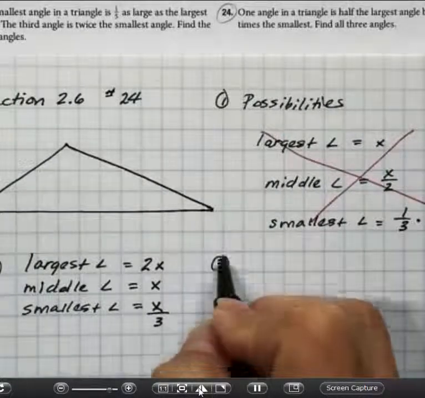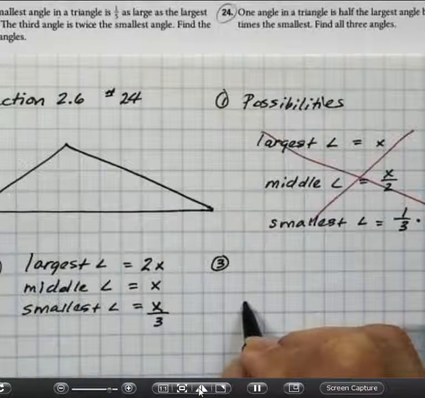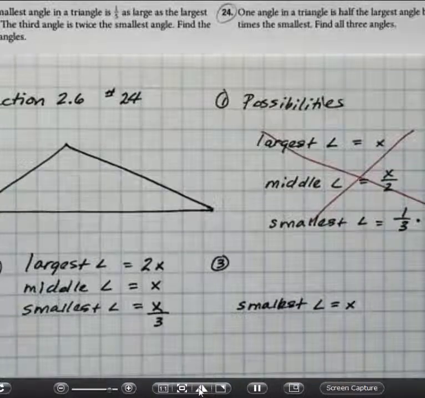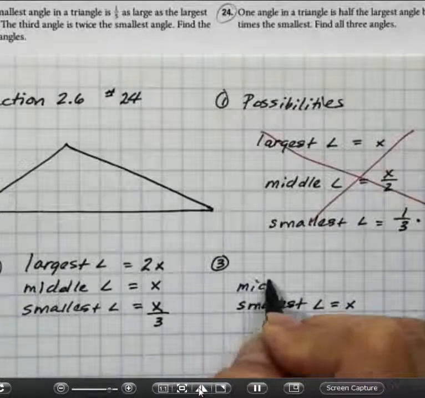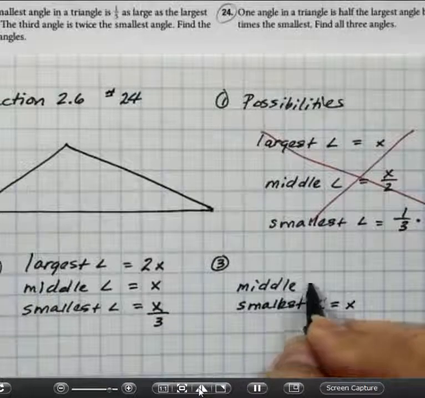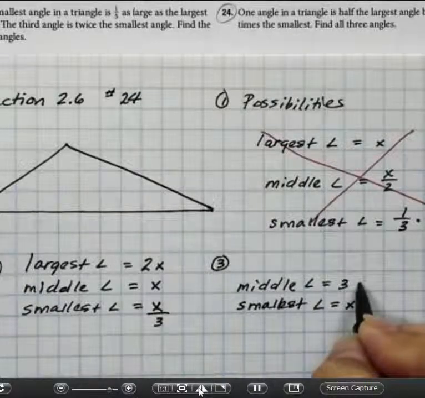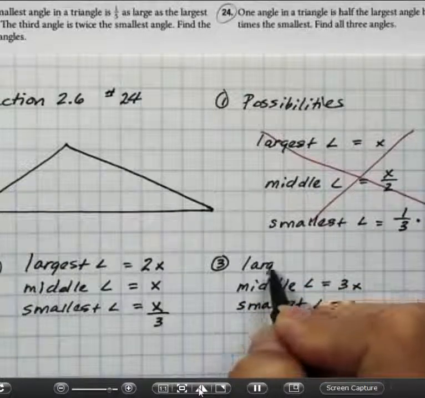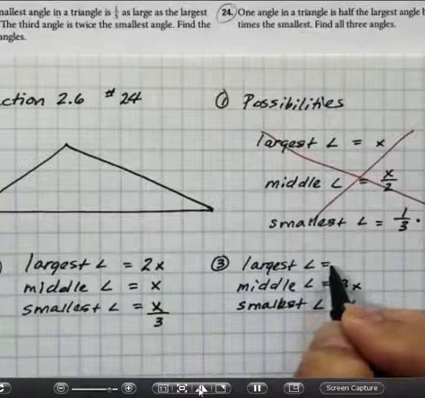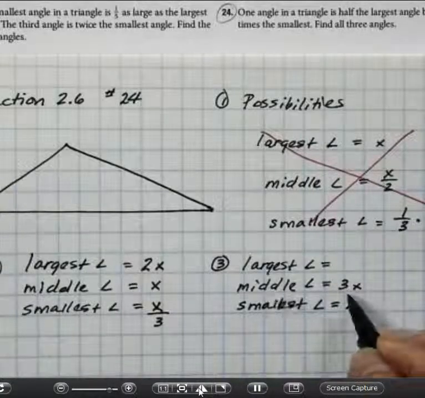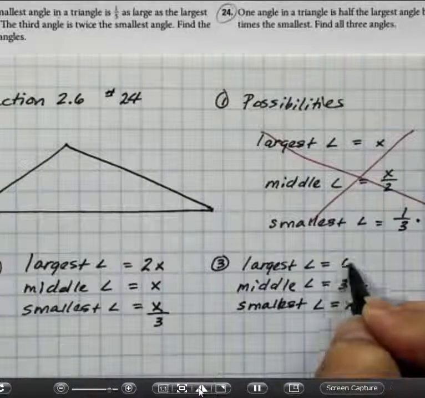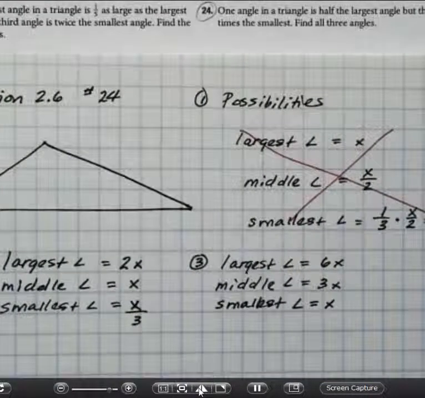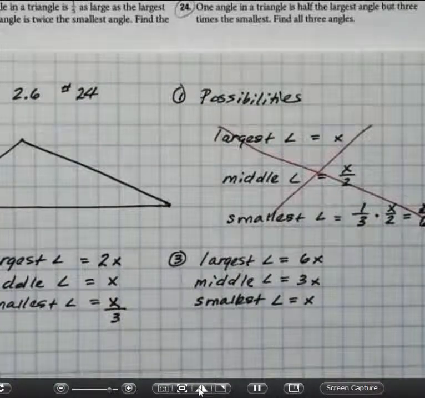I'm going to make the smallest angle equal to x. That means that my middle angle, which is 3 times the smallest, is going to be 3x. And then my largest angle is twice the middle, or the middle is half of the largest, so that's going to become 6x. And I think you can see from all 3 of these possibilities why I want to pick this last one.